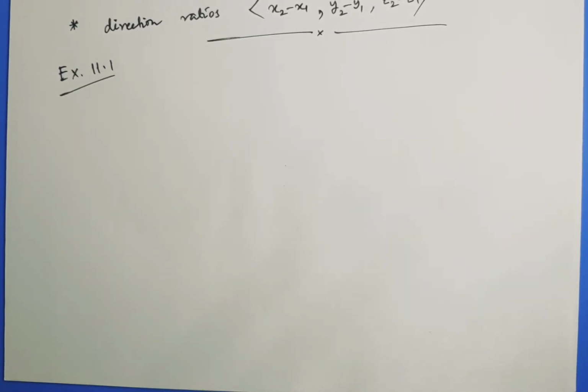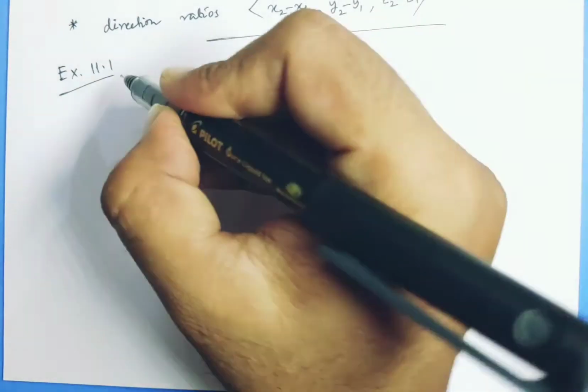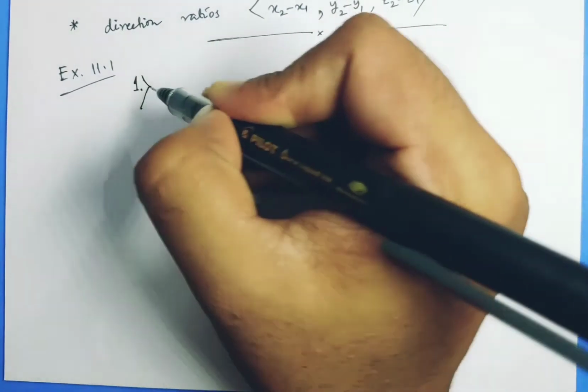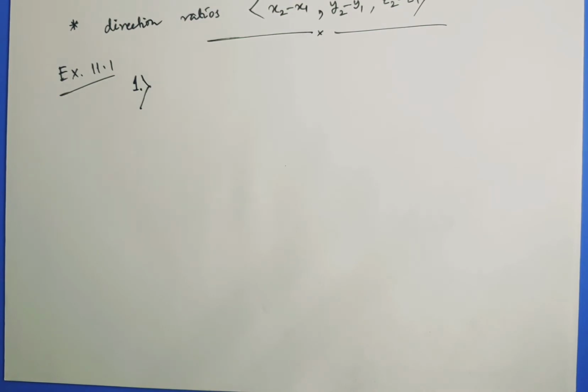Now we're gonna start with exercise 11.1. So we will be doing question number 1. First thing, let's read the question. It says if a line makes angles 90 degree, 135 degree, 45 degree with x-axis, y-axis and z-axis respectively, find its direction cosines. Let's do it.